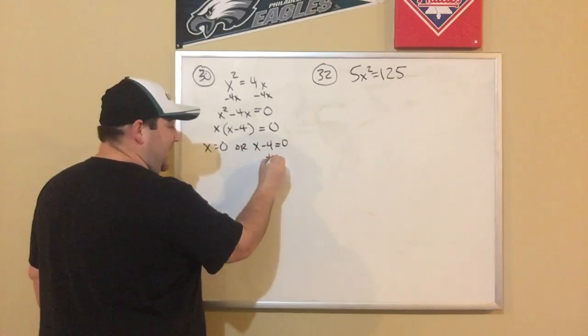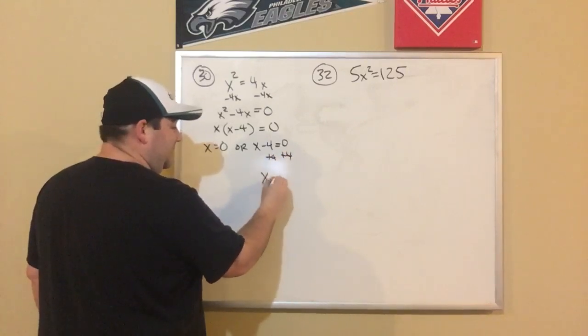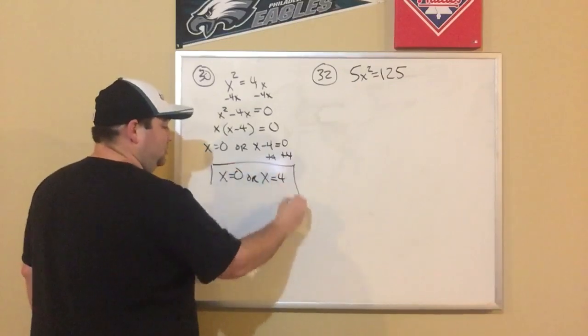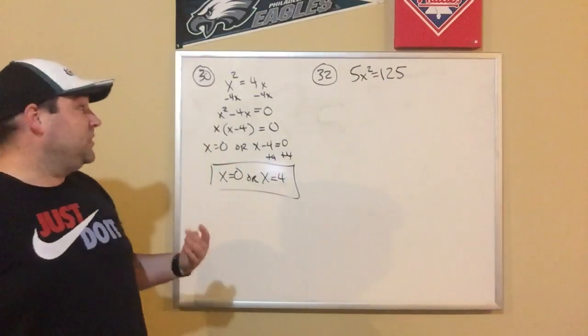I solve this little one by adding 4, and I get x equals 4. So I know my answer is x equals 0 or x equals 4. So let's look at our other one.